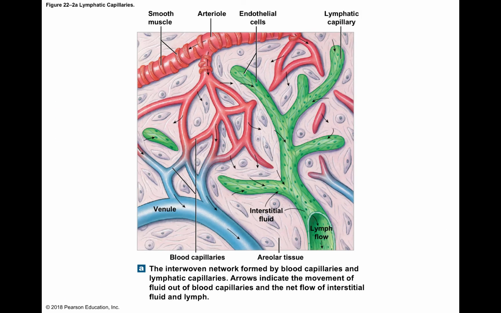Let's take a look at the lymphatic vessels. Now we know with the blood vessels, it's a closed circuit, right? So we know that arteries always carry blood away from the heart. So we have arteries carrying blood away from the heart.